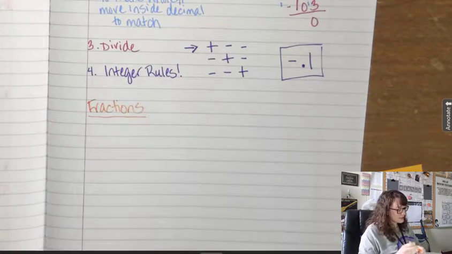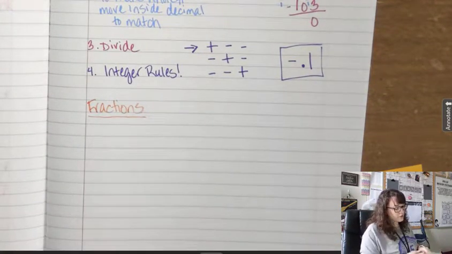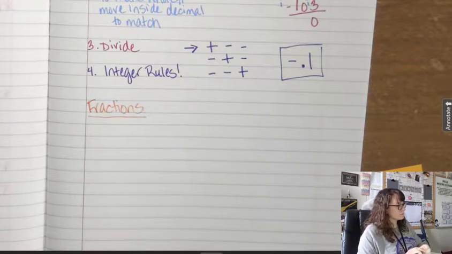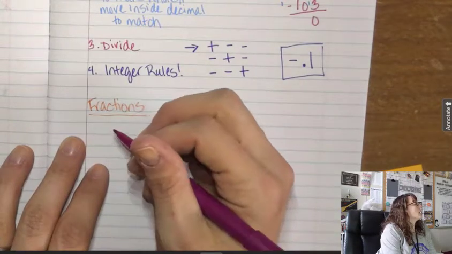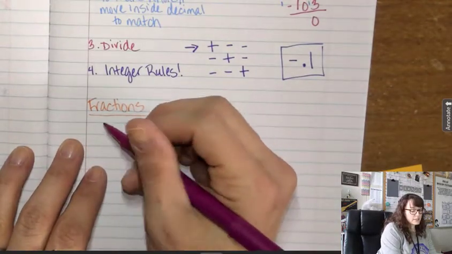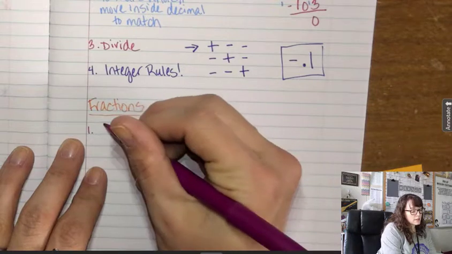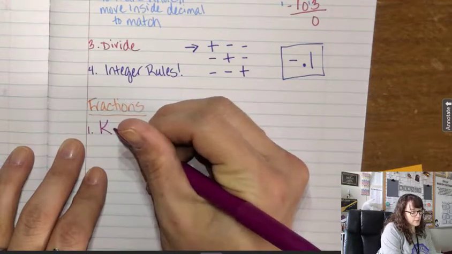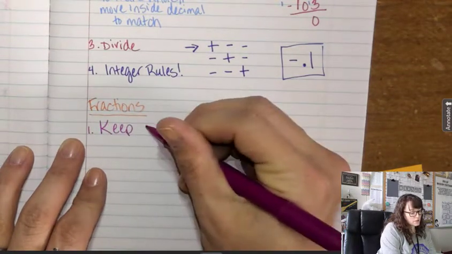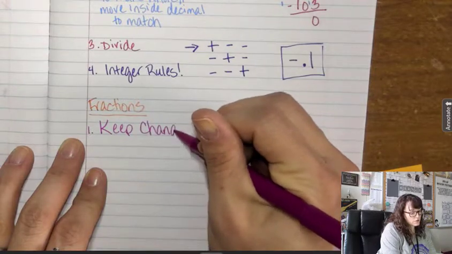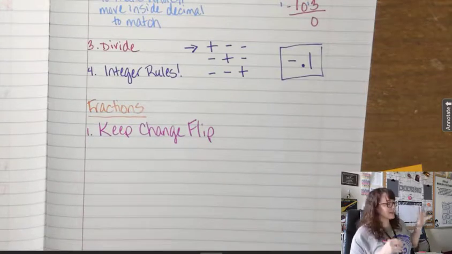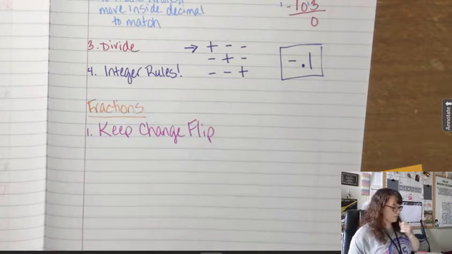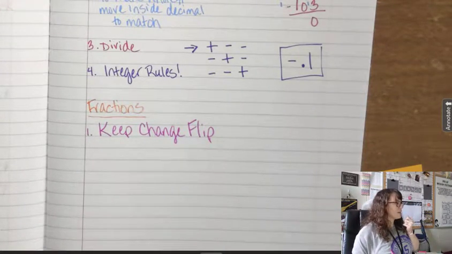With fractions, we have to do that thing. I heard somebody: flip the second one. Yeah, flip the second, multiply. So we're going to keep, change, flip. That's the biggest thing with fractions. Keep, change, flip. The other thing is it needs to be improper.